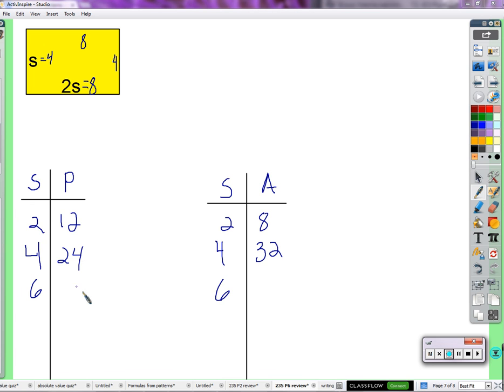Do we have the perimeter for side length 6? Yeah, so 36. And the area is 72, because if this is 6, then this is 12. Notice if this is 6 and this is 12, this is also 12, this is also 6. So the perimeter is 24 plus 12, 36. And the area is 6 times 12, 72. 72 squares we put inside there. Okay, one more time. 8.